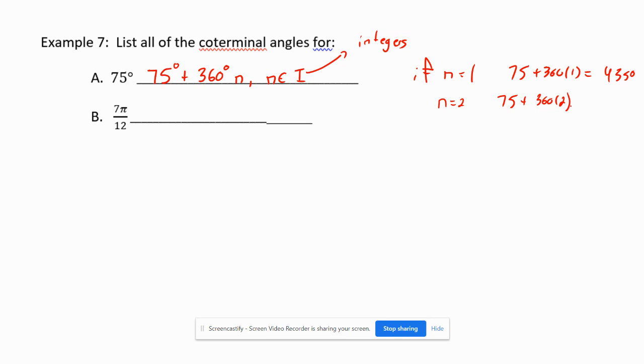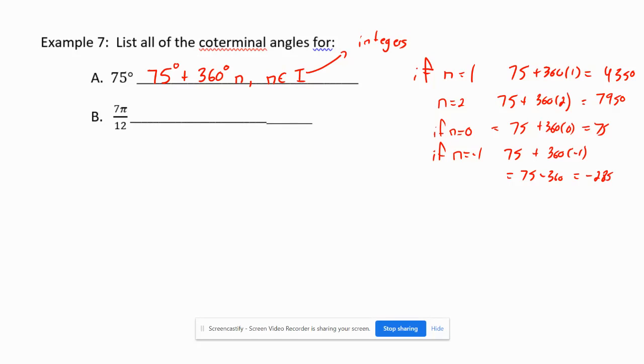Okay, so that means I'm going around the circle twice from 75. That's going to equal 795 degrees, and so forth, or n equals 3. If n equals 0, because that's also an integer, I'd have 75 plus 360 times 0, which is just 75. That's just the first one we have over here. And if n equals negative 1, it would be 75 plus 360 times negative 1, which is 75 minus 360, which is negative 285. Okay, so this is a way that we can generalize all of the coterminal angles for 75 degrees.